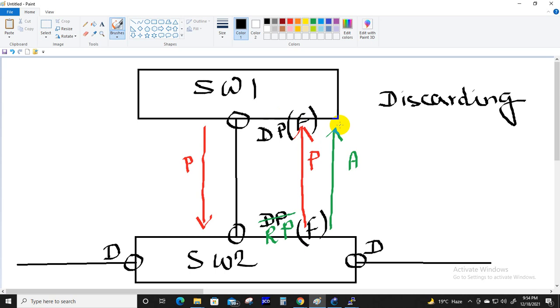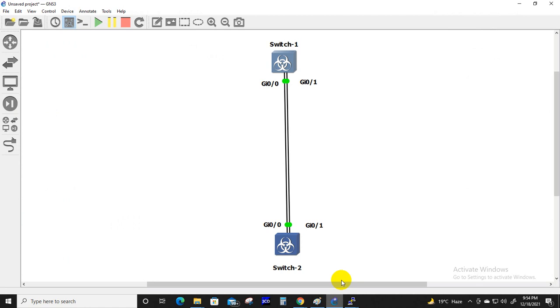মোটামুটি স্যার, এতটাও হলো না। So let's take a brief look on GNS3.